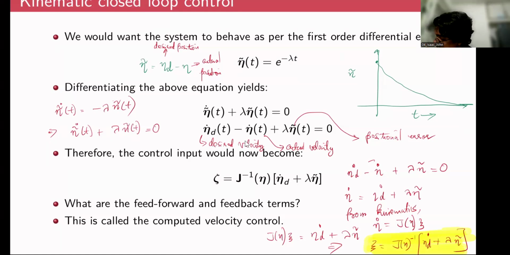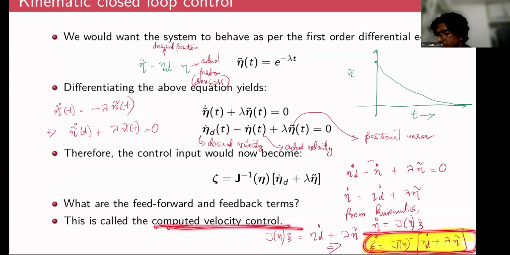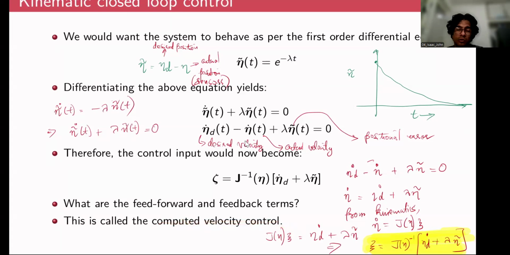So here, this is actually a feed forward term. There is no feedback involved in it. And this term, lambda eta tilde, is actually the feedback term, because eta tilde is the difference between eta desired and eta. And eta basically comes from the sensors, which is the actual position. So you call this control scheme the computed velocity control.